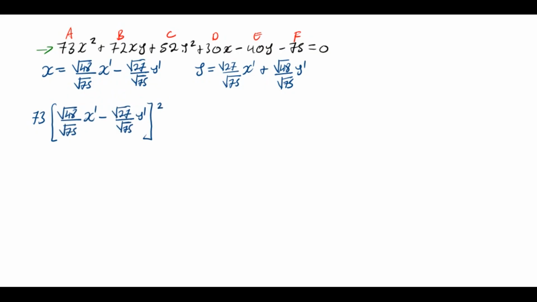Then this is what that squared is equal to. So I have 73 here, open bracket. If you square this one, observe that the square root of 48 squared is just 48, divided by the square root of 75 squared is 75.